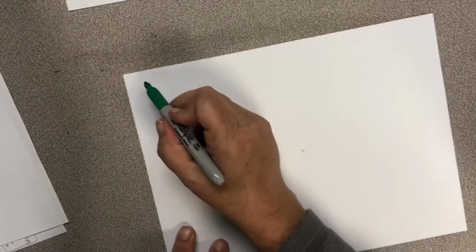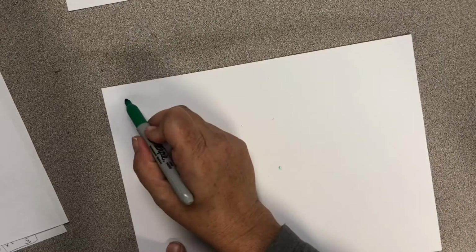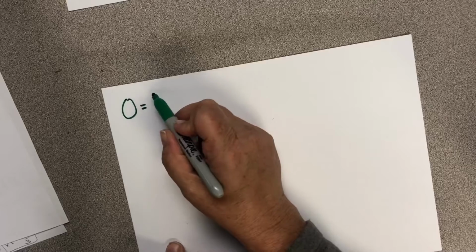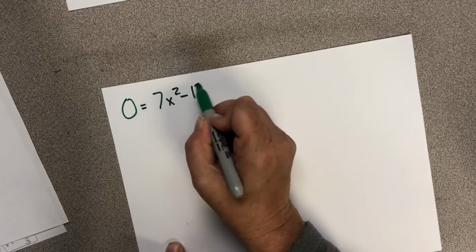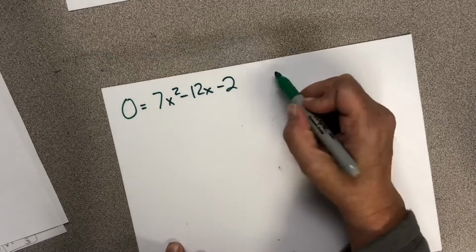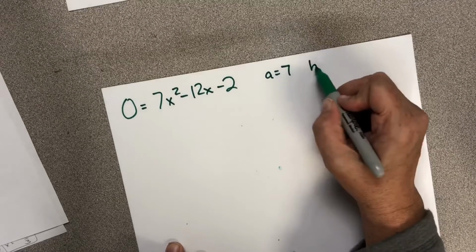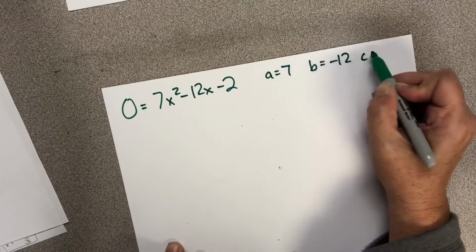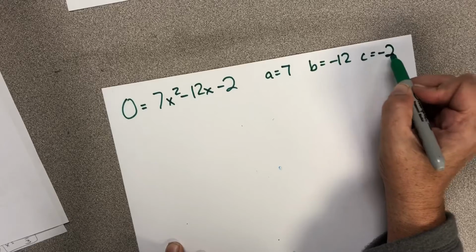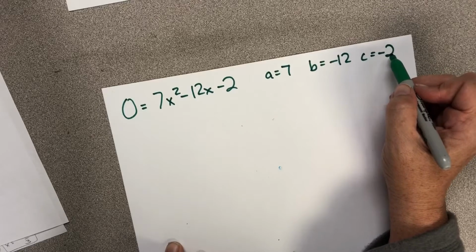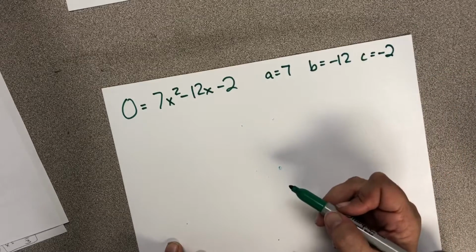Okay, here's another quiz prep video. This one is going to hopefully be number 3 through the end. So number 3, you wanted us to find the intercepts using the quadratic formula. So I'm going to go ahead and rewrite number 3 as 0 equals 7x squared minus 12x minus 2 with a equals 7, b equals negative 12, c equals negative 2. And again, I want to encourage you to work independently on this and use the video to check your work.